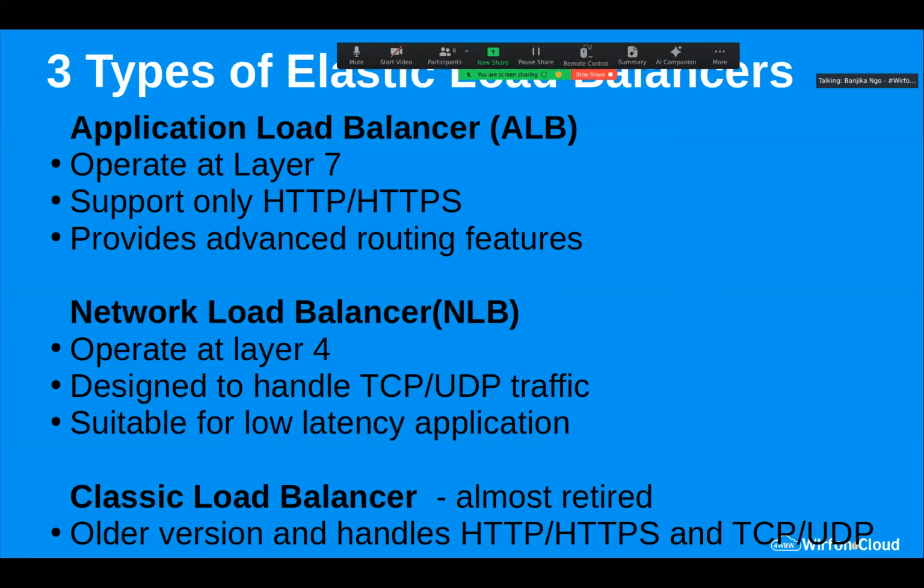The one that is almost retired is the classic load balancer. It is the old version, and it used to handle HTTP, HTTPS, and TCP and UDP. I don't know how many people still create that, because AWS later created these 2 load balancers as an improvement on the classic load balancer. So most workloads created these days use either the application load balancer or the network load balancer.